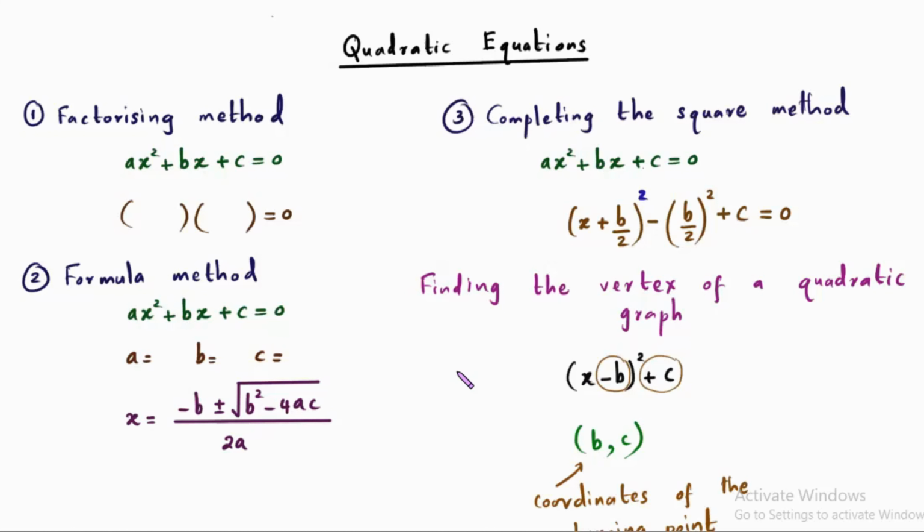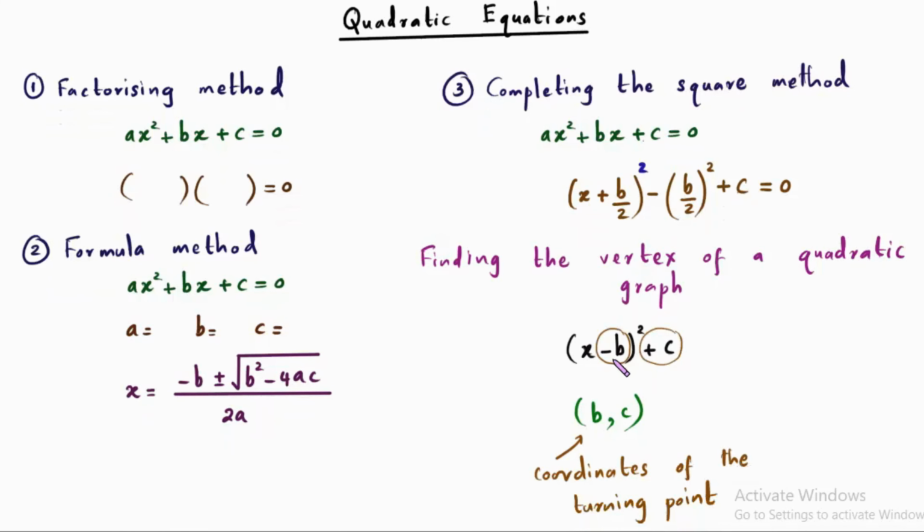And the next one is completing the square, which is very important as well, because sometimes you will be asked to find the vertex of a quadratic graph. In that case, once we complete the square, the vertex, or turning point, of the quadratic graph will be the values of these two together. But the value inside the bracket should be written with its opposite sign, so if it's a negative value, it will be positive here. And the value outside the brackets will be the same.